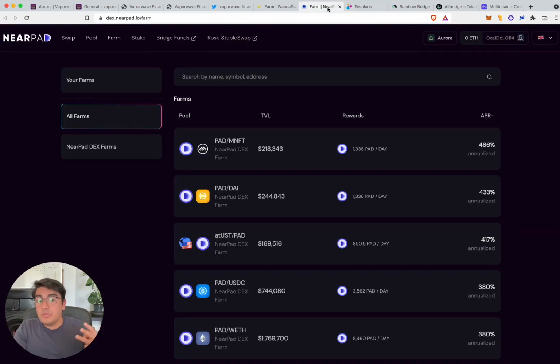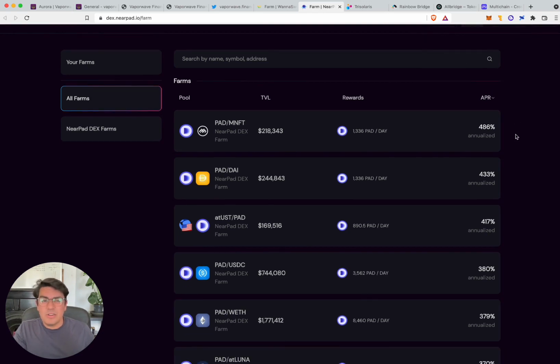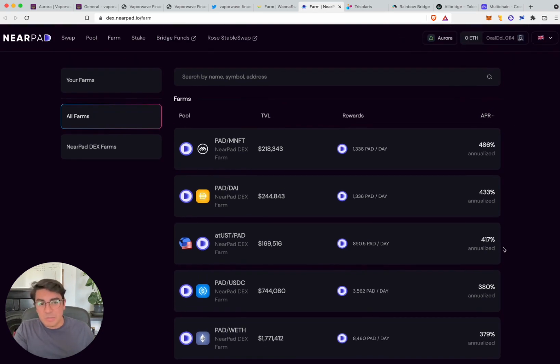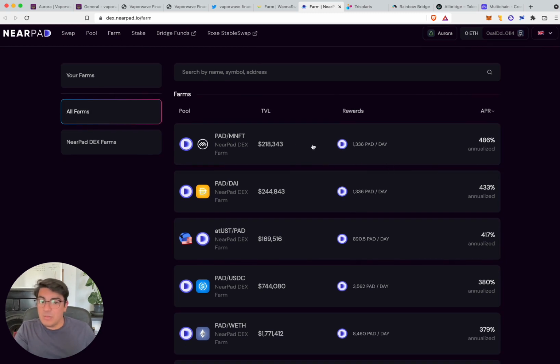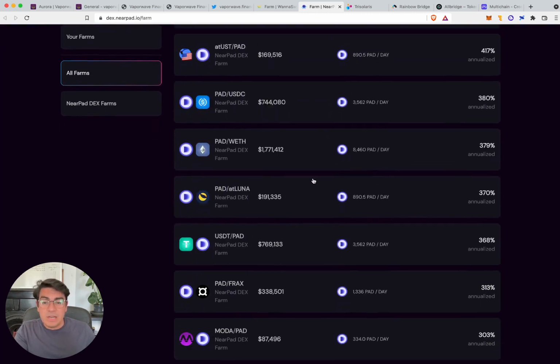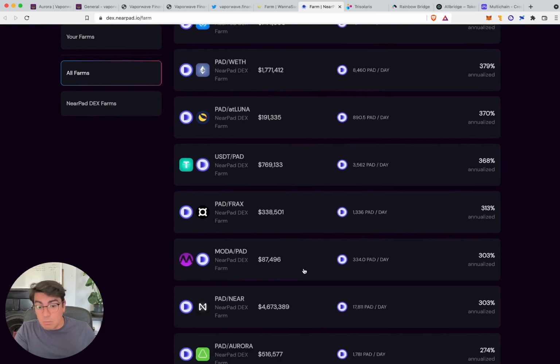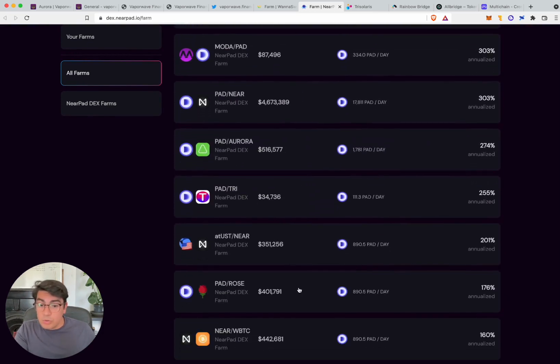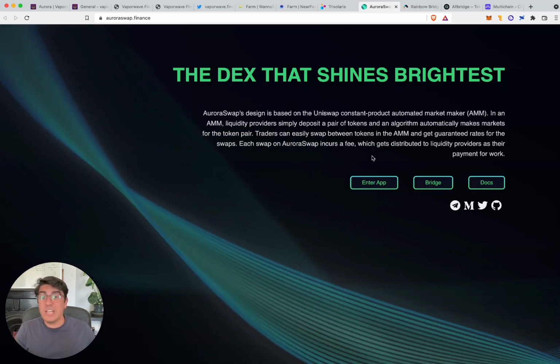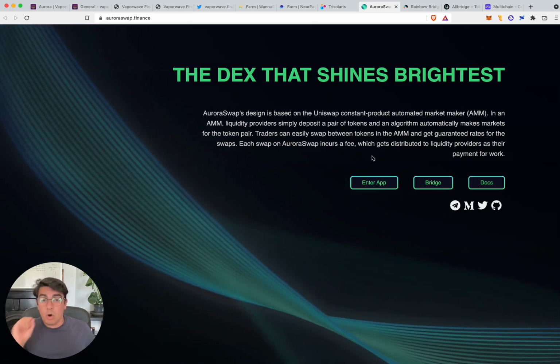The third option for farming on Aurora, which I have not covered yet in a video, but I actually quite like them, is NearPad. And what I really like about NearPad, other than their savage return on investment, is that they actually list coins that you won't find anywhere else. Coins like MNFT, which is a really cool new gaming platform launching soon. What else do we have here? Frax, Moda, Rose, and there is a 4th exchange that just launched called AuroraSwap.